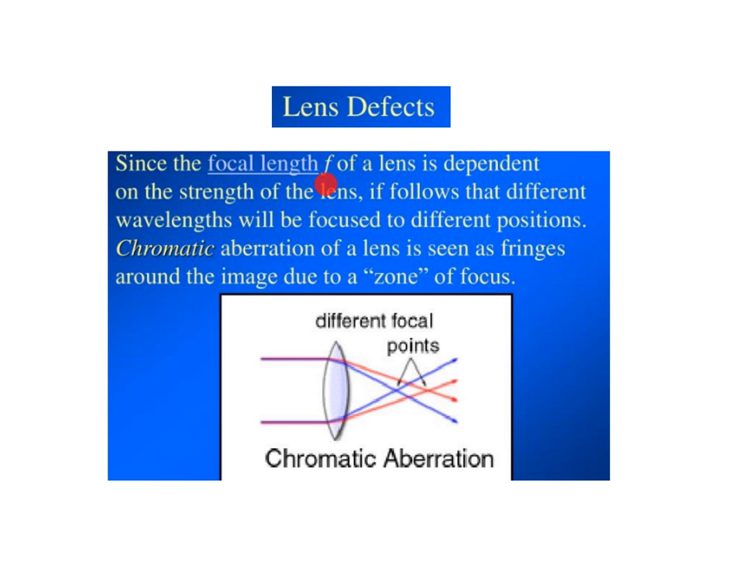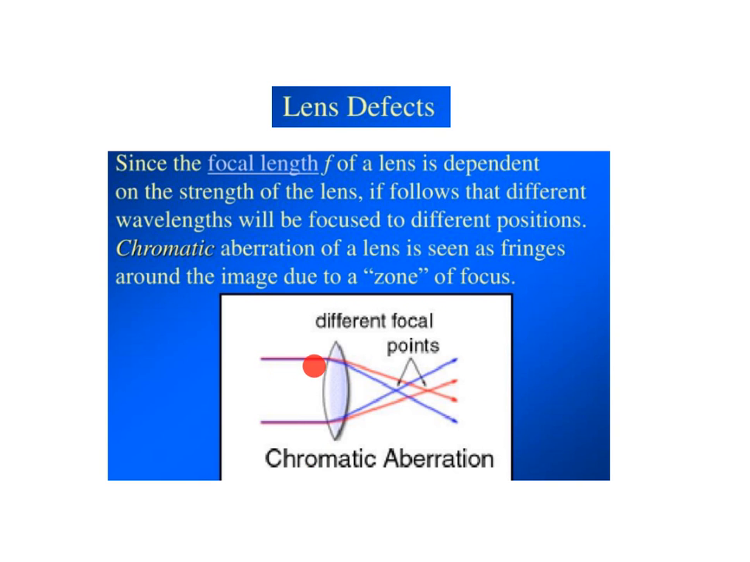Since the focal length f of a lens is dependent on the strength of the lens, it follows that different wavelengths will be focused to different positions. Chromatic aberration of a lens is seen as fringes around the image due to a zone of focus. Let us see here, this is your chromatic aberration.